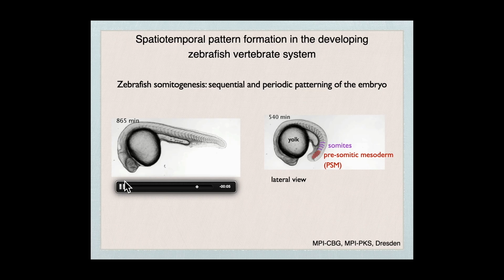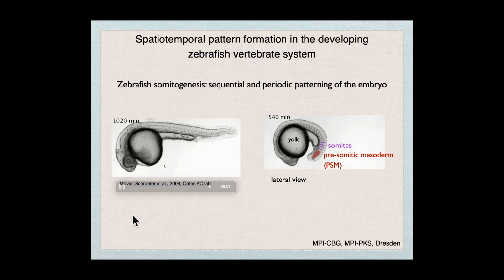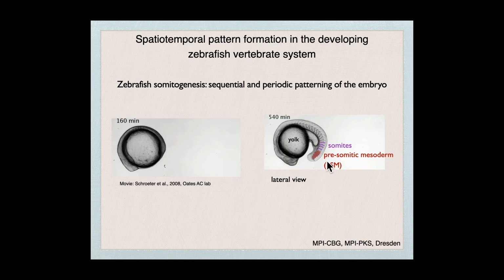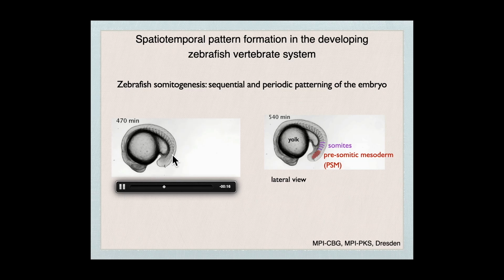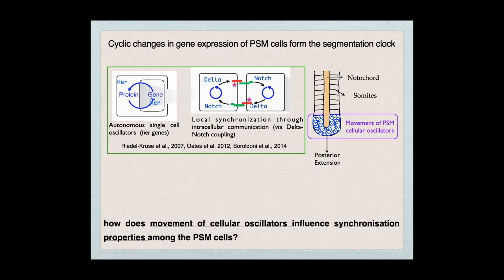The presomitic mesoderm, or the PSM, is the unsegmented tissue until the last formed somite, consisting of the cellular oscillators that form the segmentation clock. This segmentation clock is responsible for the sequential and periodic formation of the somites. So the segmentation clock consists of cell-autonomous genetic oscillators involving cyclic genes of HER1, HER7 and deltaC. For simplicity, we show the HER here.